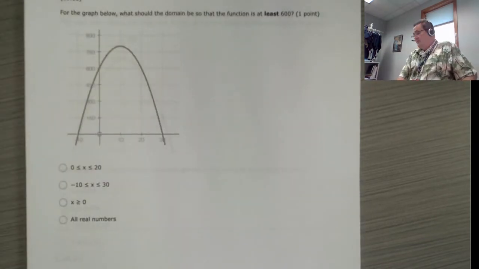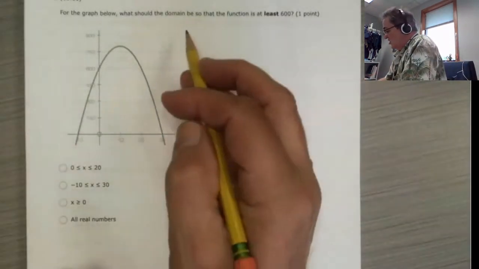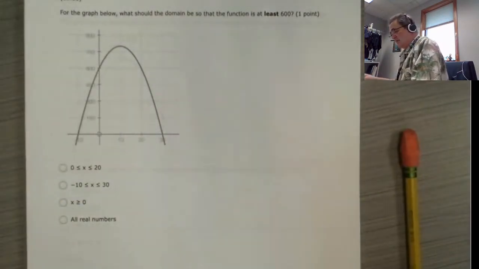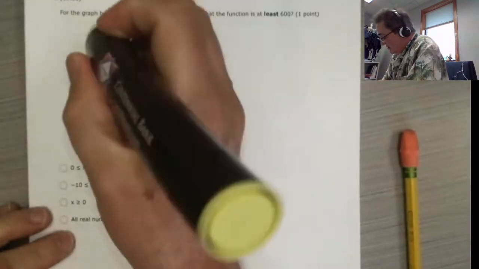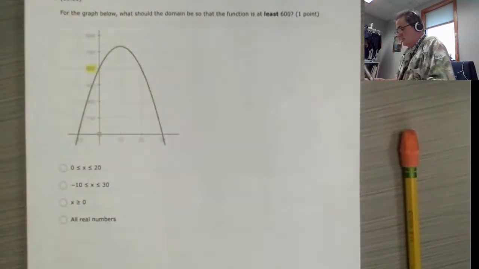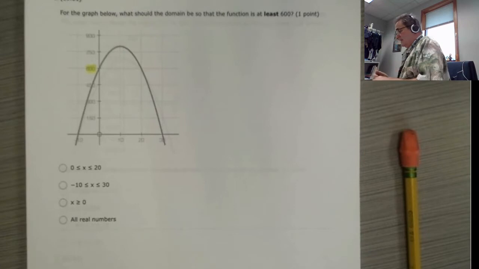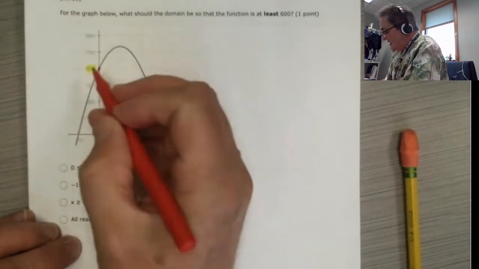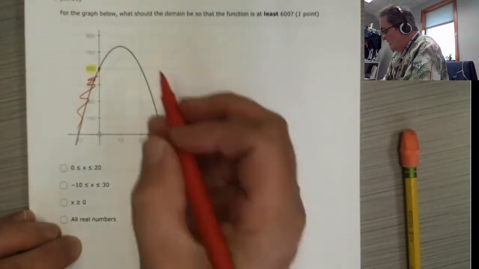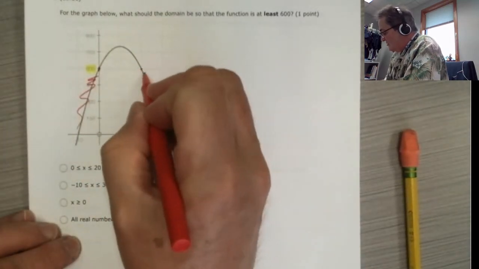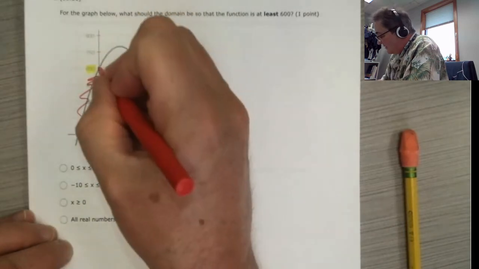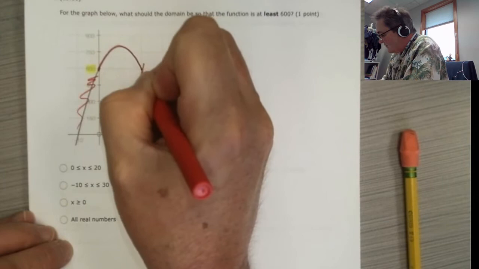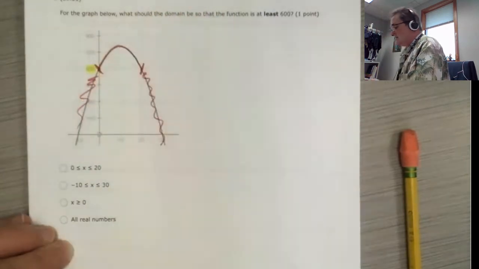Next. For this graph, what should the domain be so that the function is at least 600? At least 600. Okay, so where is 600? 600 is right there. This function is at least 600 there. And so right there is when it hits 600. So anything before that, we don't care about. And right there is when it goes below. So anything after that, we don't care about. We care about this portion of the graph right there, when it goes from 600 there to 600 there.